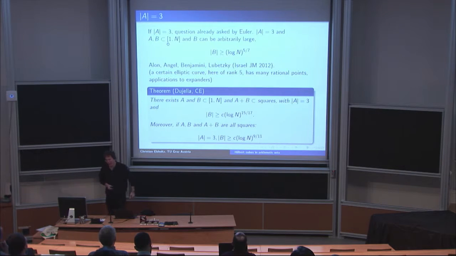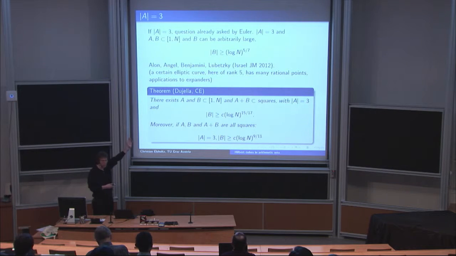So what if A has size 3? It seems the question is already hidden in Euler's work, as pointed out by Alon and some co-authors, and they studied this related question, and they found there exists a set A with three elements so that you can find a set B with logarithmically many, log n to some exponent 5 over 7, many elements. What they actually did is they constructed an elliptic curve with certain properties of high rank, which means here 5, and that gave the result. Actually, they were not interested in elliptic curves. That was just a tool for them. They were interested in applications to expanders.